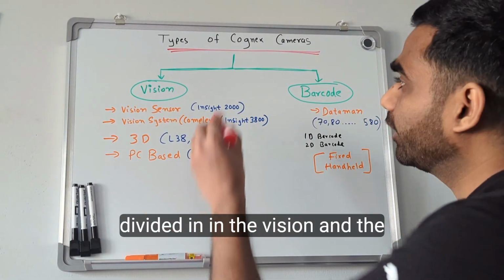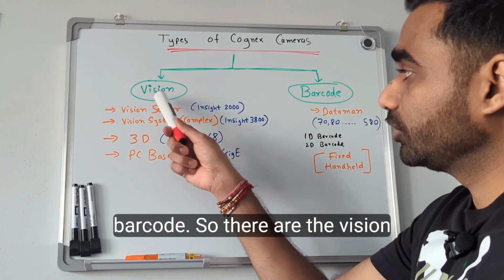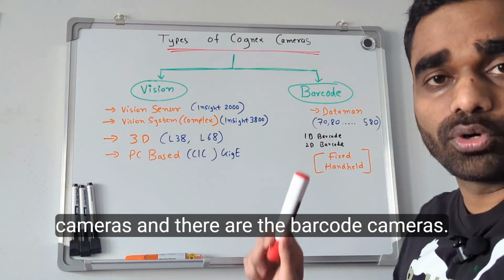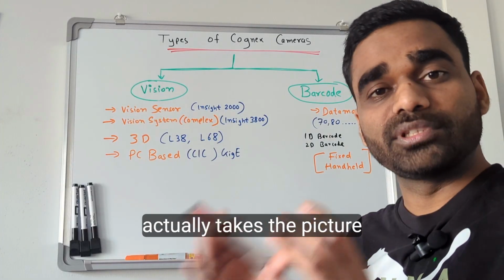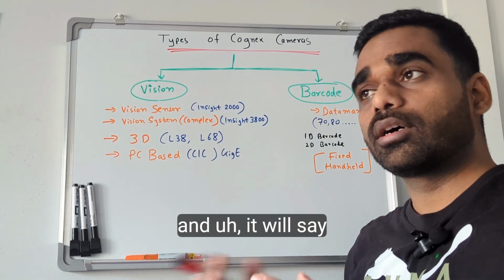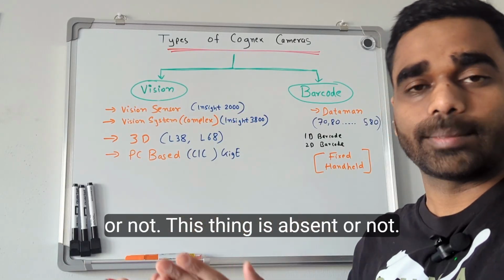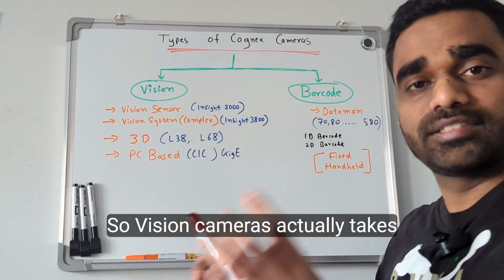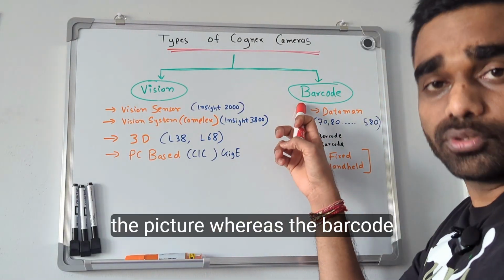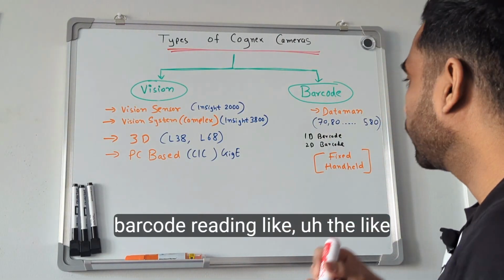Mainly it is divided into vision and barcode. So there are the vision cameras and there are the barcode cameras. Vision cameras actually take the picture and will say whether this thing is present or absent, whereas the barcode cameras are just used for barcode reading.